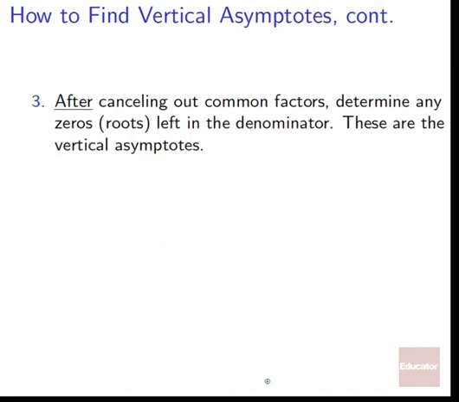Next step, once you've canceled out the common factors, you determine any zeros that are left in the denominator. These are the vertical asymptotes, because once we've canceled out common factors, we don't have to worry about both the top and the bottom going to 0 at the same time. Any roots that are left have to make very small numbers in the denominator to blow everything out to infinity. So it's crucial that it's after you cancel out common factors: whatever is left as zeros in the denominator will give you vertical asymptotes.